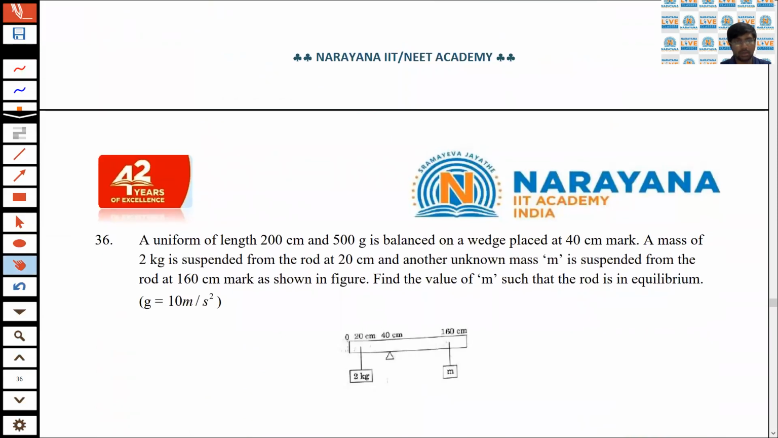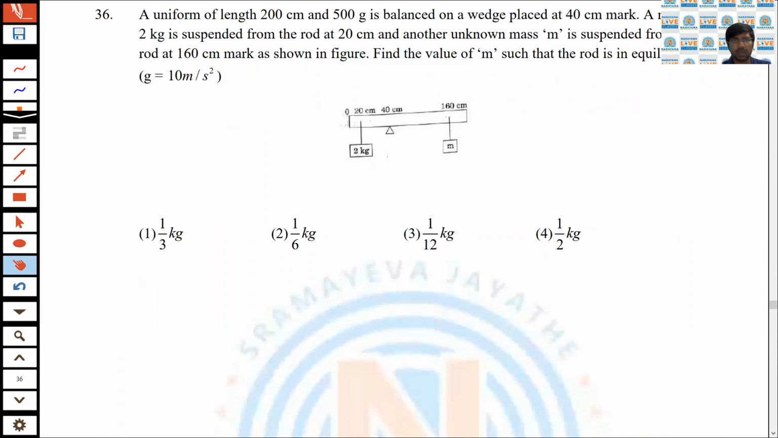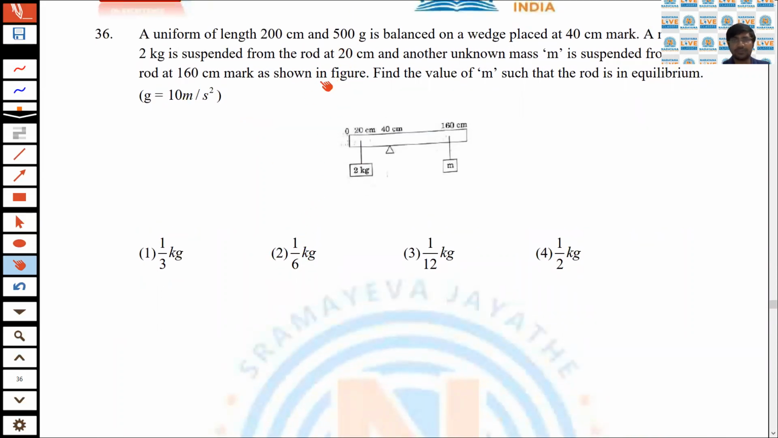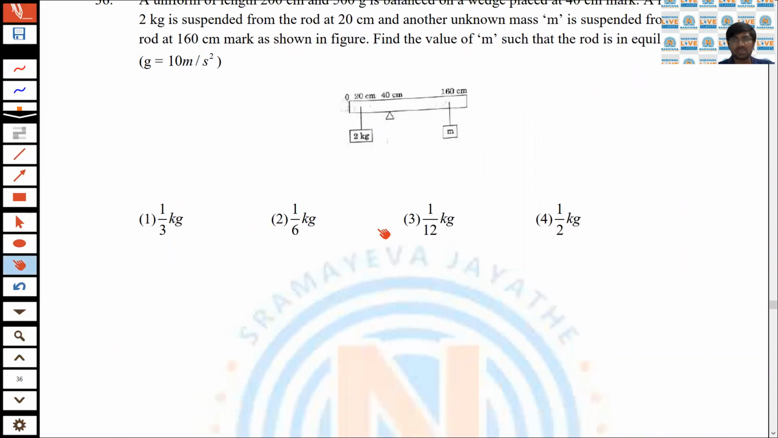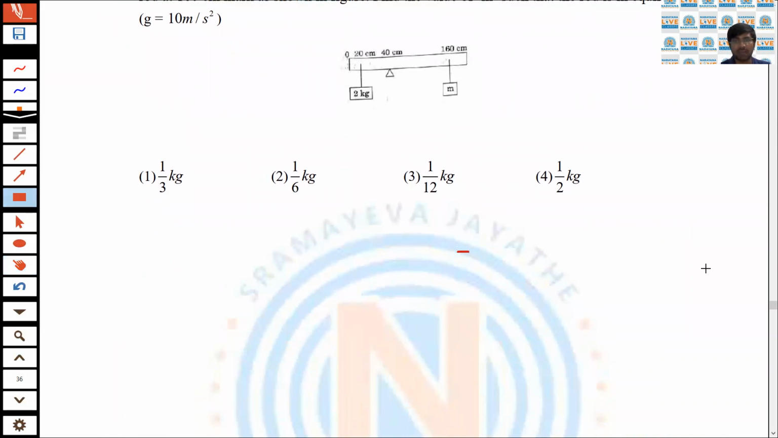Now, question number 36. A uniform rod of length 200 centimeters and 500 grams is balanced on a wedge placed at the 40 centimeter mark. A mass of 2 kg is suspended from the rod at 20 centimeters and another unknown mass m is suspended from the rod at 160 centimeters as shown in the figure. Find the value of m such that the rod is in equilibrium. All right, so let us draw this diagram.